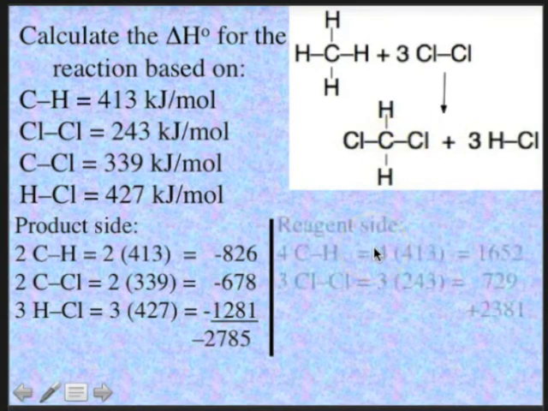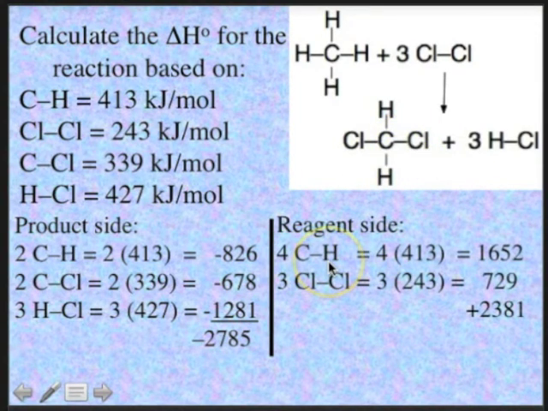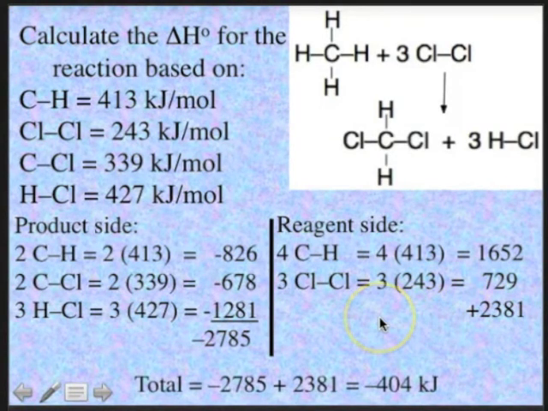Now let's do the same for the reagent side. We have 4 CH bonds. 4 times 413 is 1652. That's positive because we're breaking those bonds. Chlorine to chlorine is 243. We have 3 of those. That's 729. We add those up. That's a positive 2381 kilojoules. So to get the total, we add them.